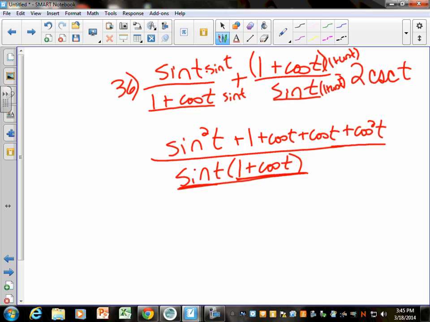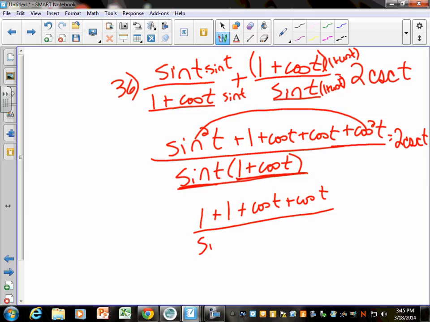And again, that just comes from FOILing that. Don't forget the middle term there. And then again, I'm going to simplify this. I hope when you see sine squared plus cosine squared, you're thinking of 1. So I'm going to say that I get 1 plus 1 plus cosine t plus cosine t, and probably I don't need to write that step, but I already did.